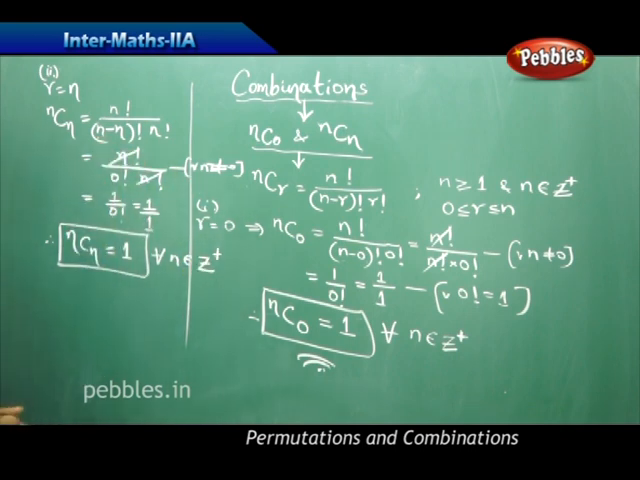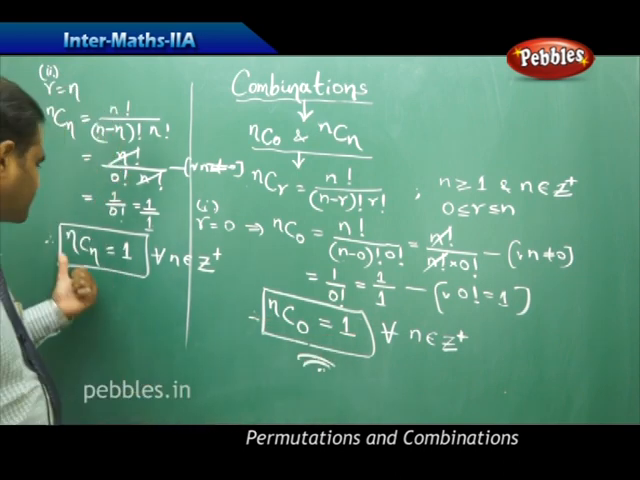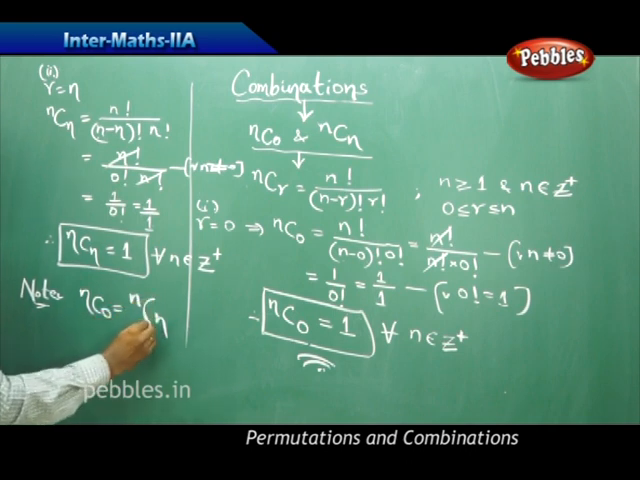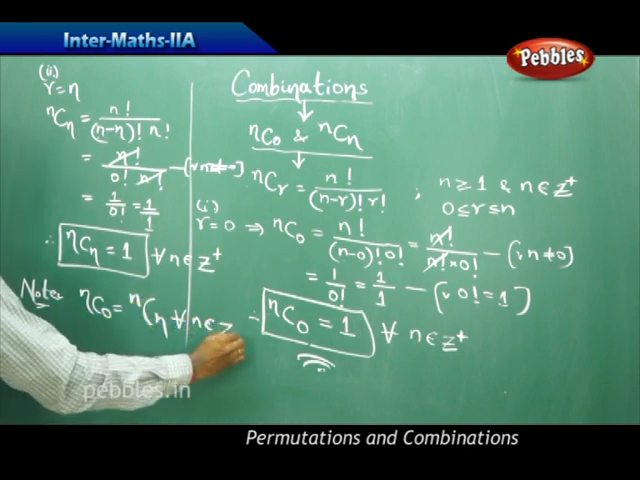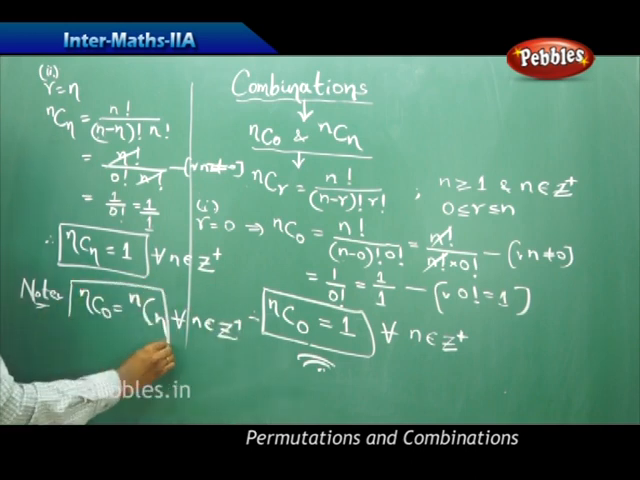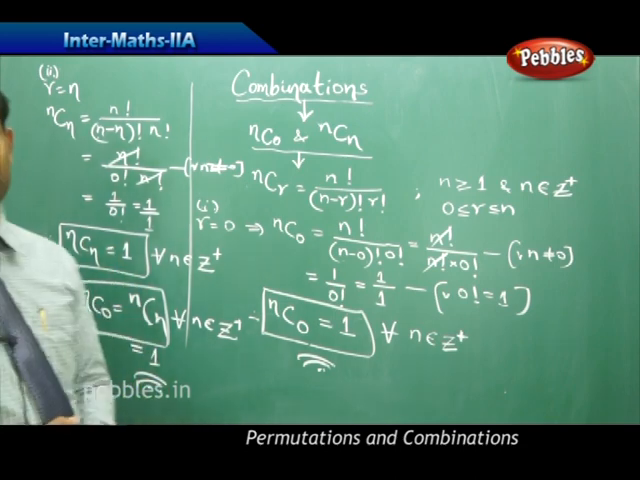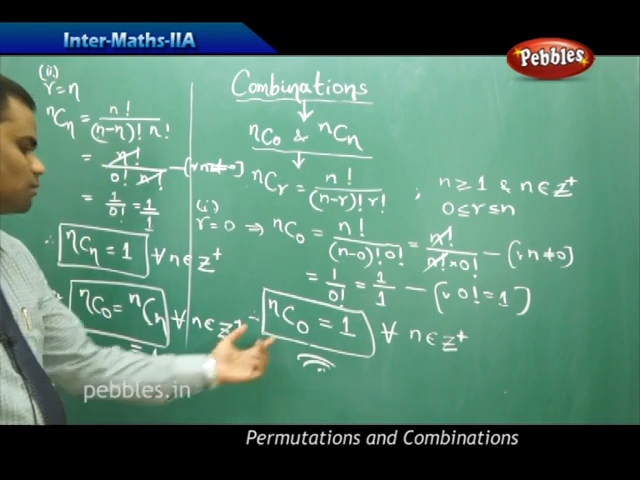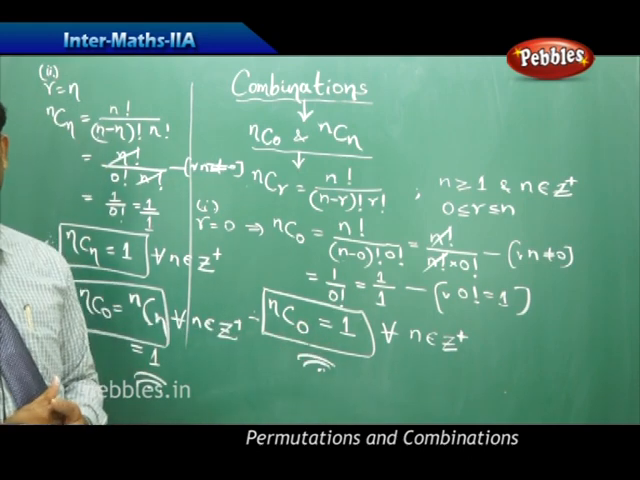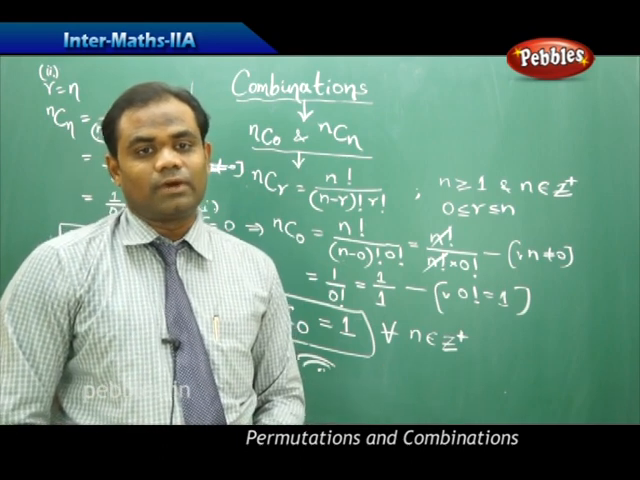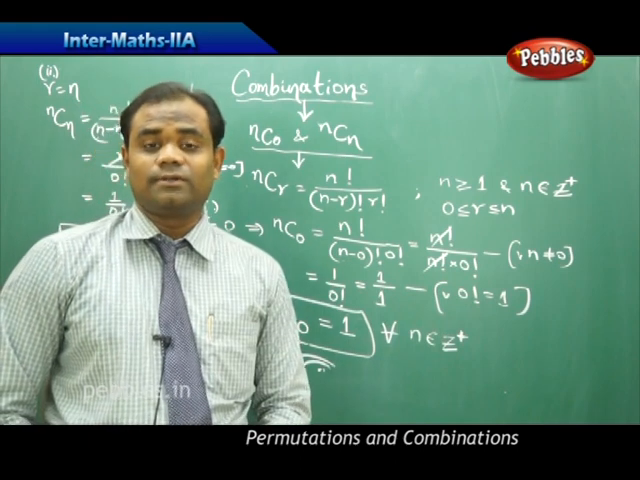So we have two important formulae. One is NC naught equal to 1 and NCN also equal to 1, which we observe. Also, the interesting thing which we note here is that NC naught is always equal to NCN for all n belonging to Z plus, and this is of course equal to 1 as we have derived here. But basically my NC naught is 1 and my NCN is 1 for all n belonging to the set of positive integers. Is how I understand the special cases of NC naught and NCN.